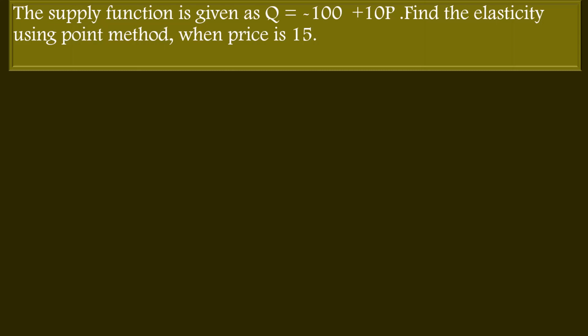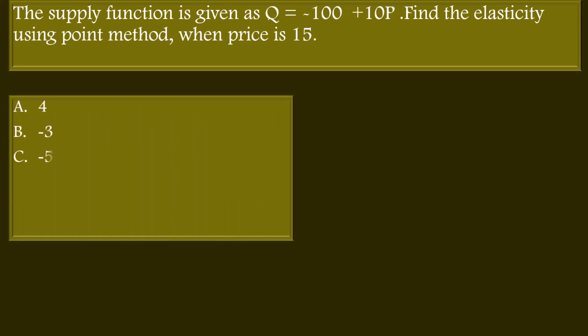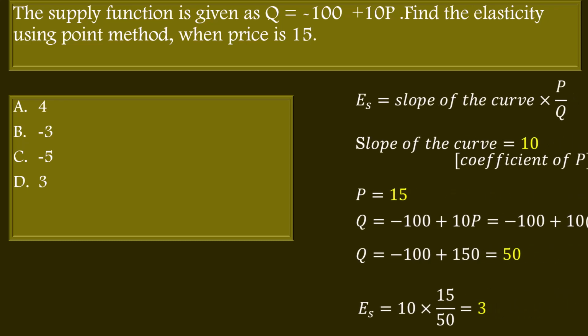Ninth question. The supply function is given as Q equal to negative 100 plus 10p. Find the elasticity using point method when price is 15. Options A 4, B negative 3, C negative 5, D 3.